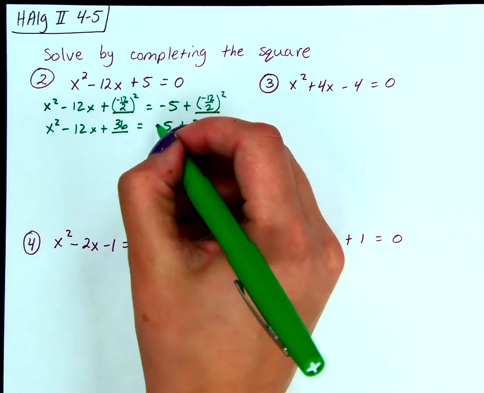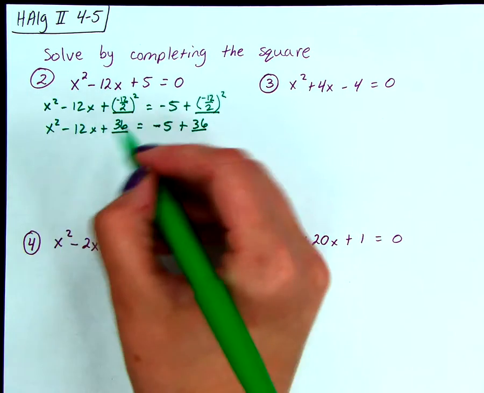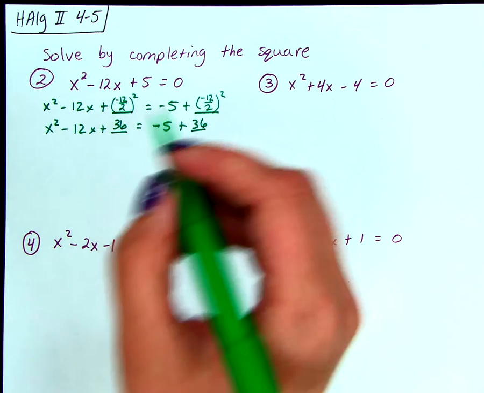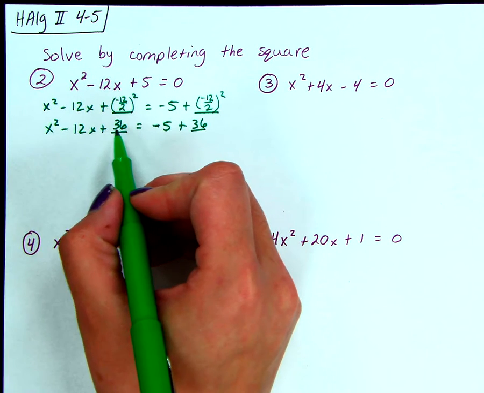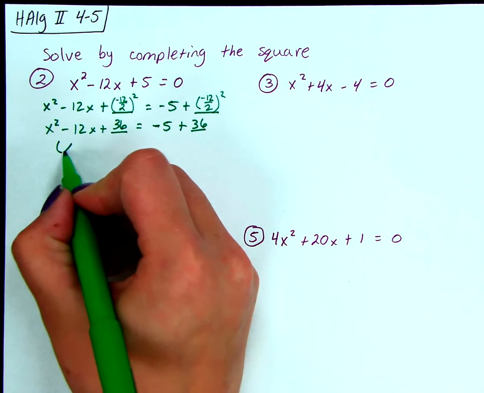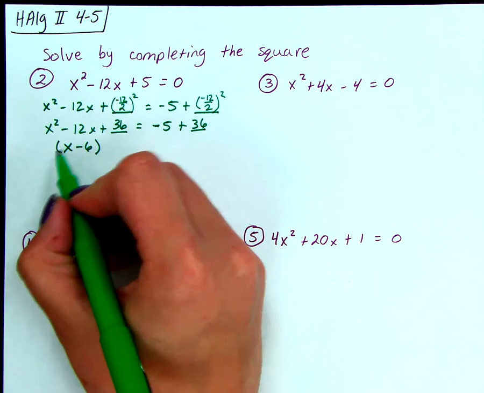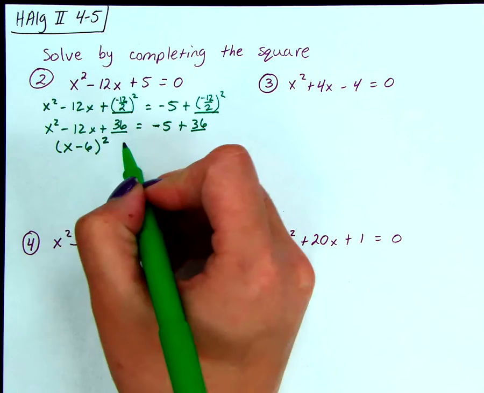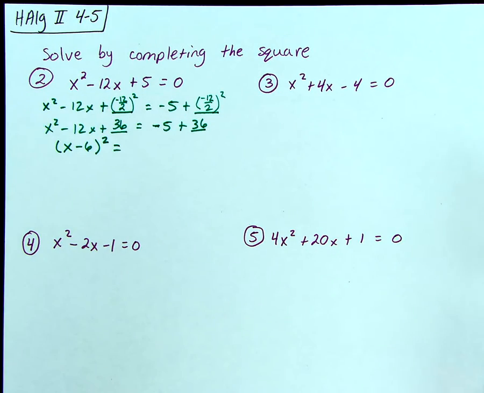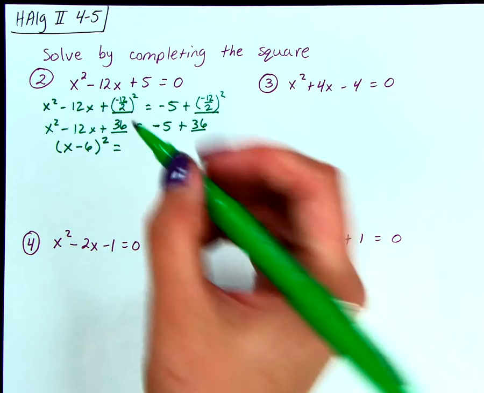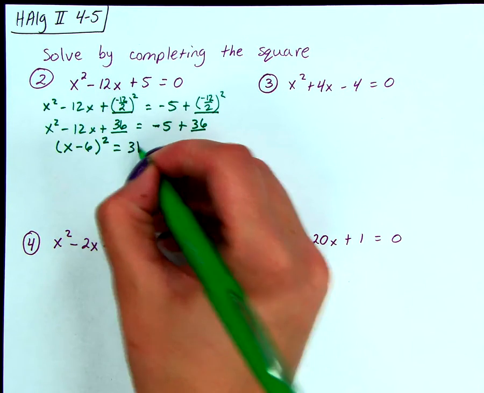All right, so now we are factoring on this side and then combining on this side. So two numbers that multiply to be 36, add to be negative 12, will be x minus 6. And then we would have another minus 6, so I'm just going to write it as x minus 6 squared equals, and then negative 5 plus 36 is 31.